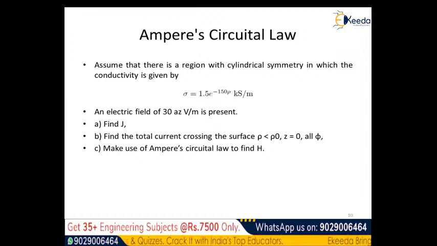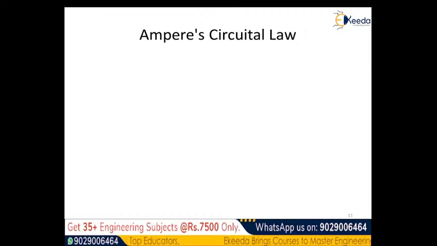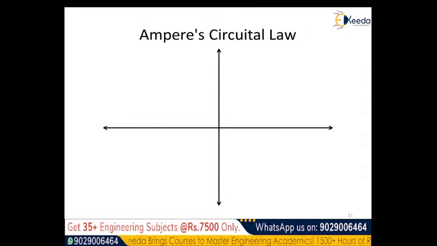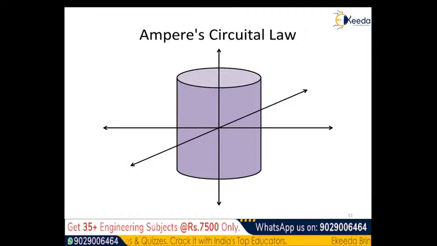Now to see the short and simple information provided in this problem statement, we draw a simple illustration here. So here we take the help of the vertically oriented z-axis, horizontally oriented y-axis, and the x-axis. All are mutually perpendicular to each other, intersecting at the origin here. Now as the problem says, assume that there is a region with cylindrical symmetry having certain conductivity. So we imagine a cylindrical surface that is centered at the z-axis here. So here we have the cylindrical shape denoted.